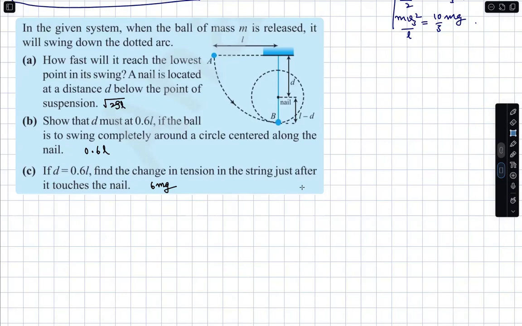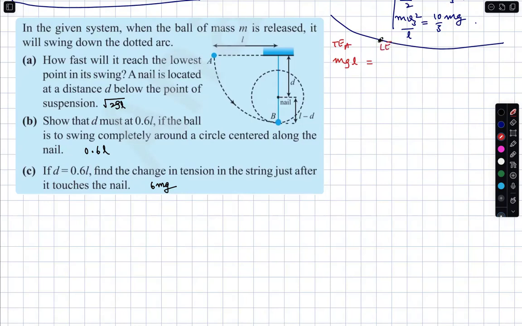Yes, we'll get into the question. See, anything that is released from here at this point, by the time it reaches, it will have root 2GL velocity. No, sir, you are cheating. At that point, MGL is the total energy at A.